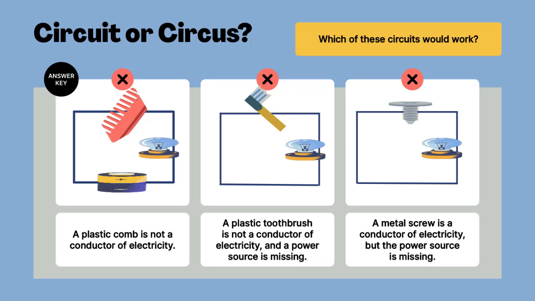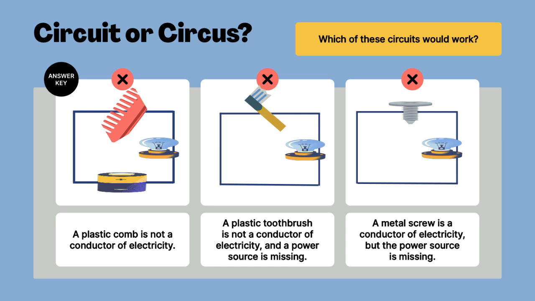Let's take a look at our answer key and think about whether these examples would make good circuits or if they are more like circus acts. First up, we have a metal screw. Now, a metal screw is actually a conductor of electricity, which is a good thing for a circuit. But remember, for a complete circuit to work, we also need a power source, like a battery or a power supply. Since that's missing here, this setup wouldn't work as a circuit.